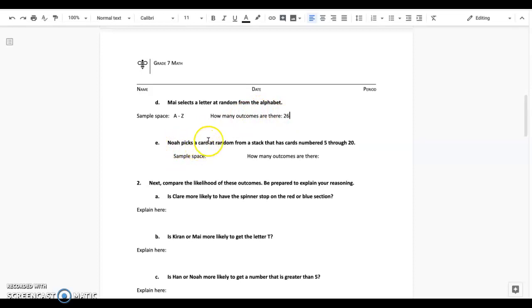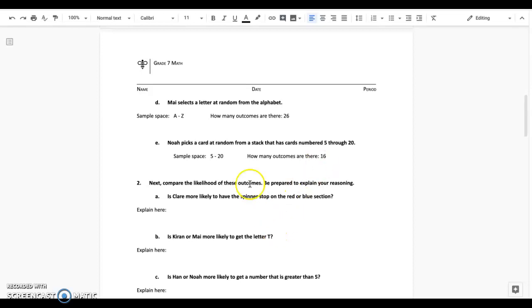So Noah picks a card from a stack that has cards numbered 5 through 12. So the sample space would be every single number from 5 to 20. Sorry, not 12, 20. So 5 through 20. How many possible outcomes? So if I go and count every single number that I could possibly pick, that would give me 16 possible outcomes.